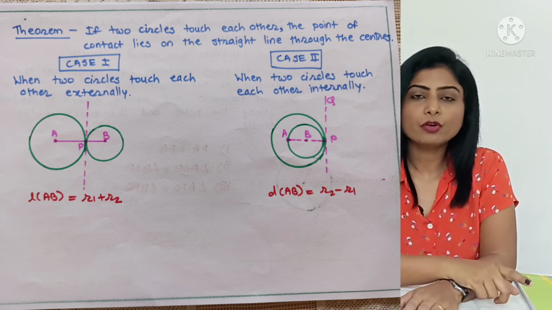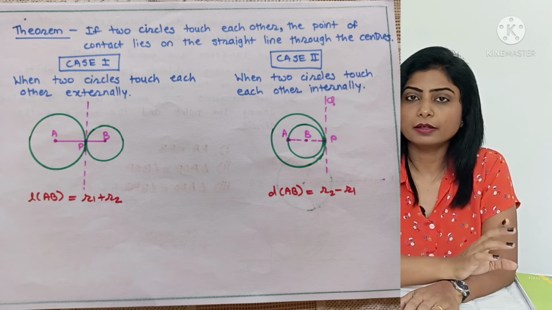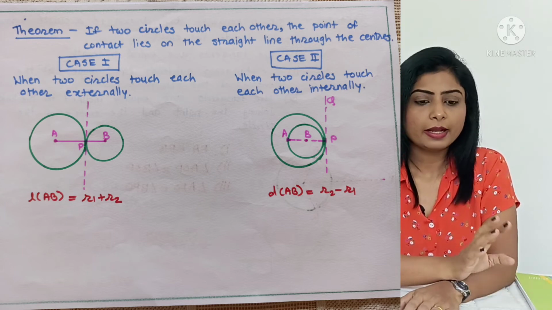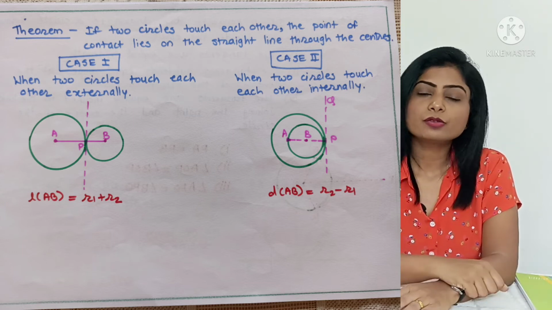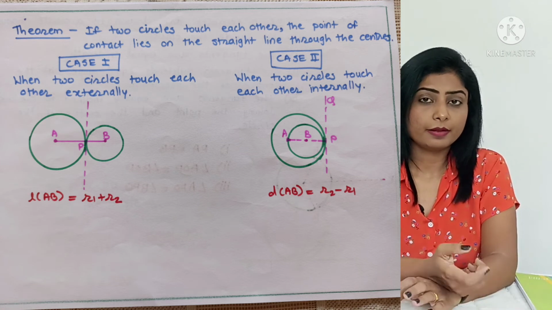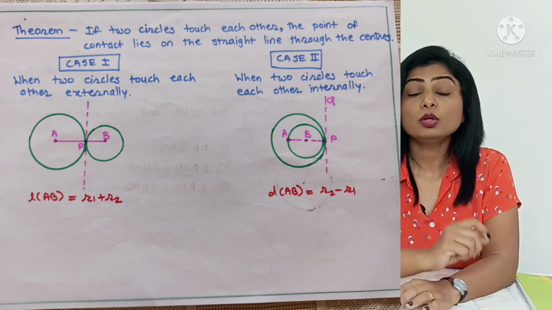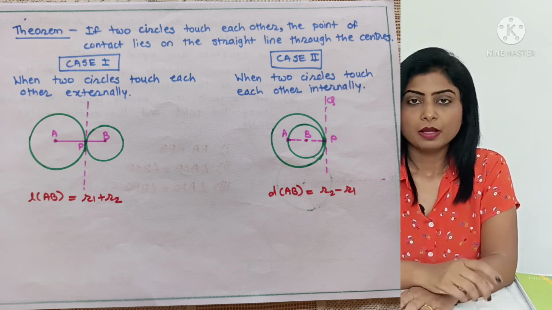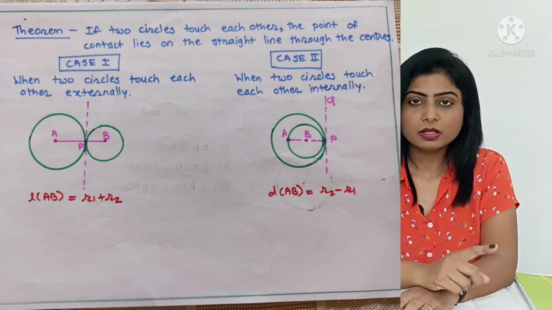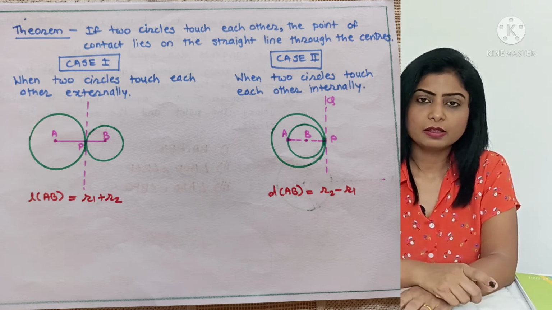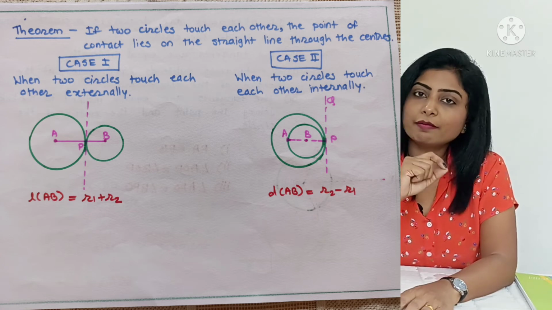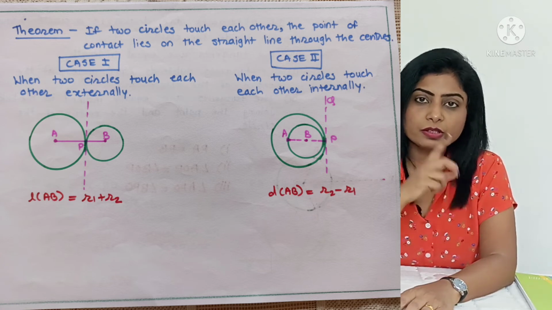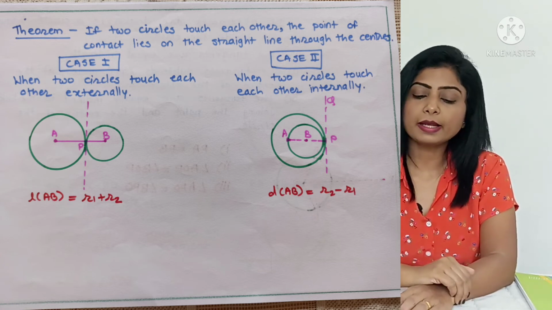So case 1 I have drawn here, if the two circles are touching each other externally through one point. So the point P lies on AB, where AP is the radius of the first circle and PB is the radius of the other circle. Here the length of AB will be R1 plus R2. R1 is the radius of the first circle and R2 is the radius of the second circle.